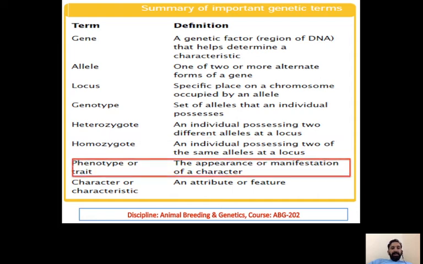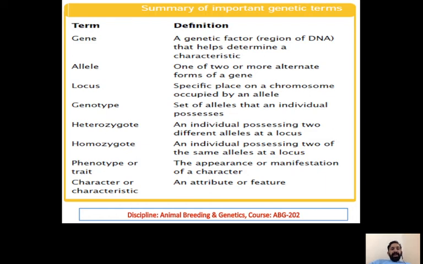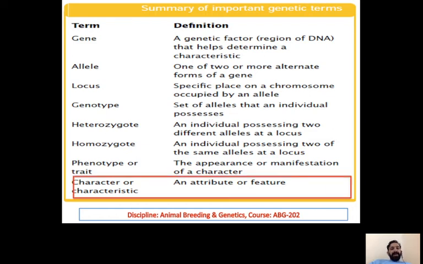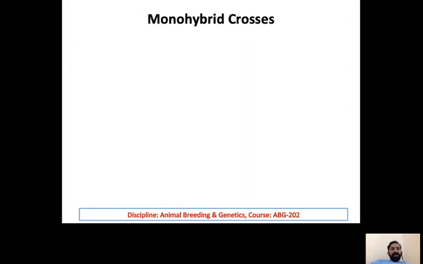Then the phenotype, the appearance or the manifestation of a character. So basically this is the expressed form of the gene. Characters or characteristics, any attribute or feature, that is basically the phenotype description. And just as in previous examples, these are the traits studied by Mendel. It could be the color of the pod, shape of the seeds, and likewise. So I'll try to explain Mendel's work with the monohybrid cross.